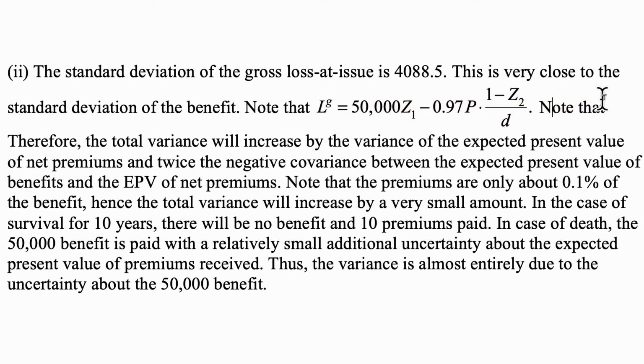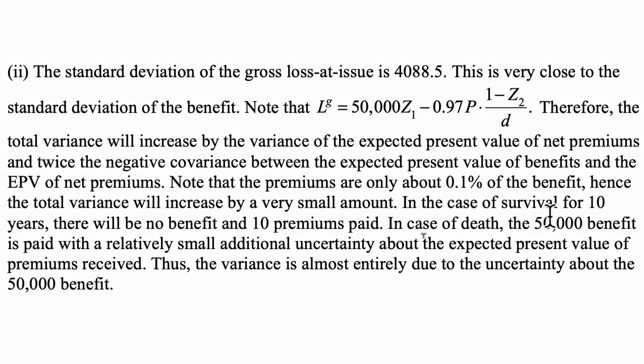Therefore, the total variance will increase by the variance of the expected present value of the net premiums and twice the negative covariance between the expected present value of benefits and the expected present value of net premiums. Note that premiums are only about 0.1% of the benefit, hence the total variance will increase by a very small amount. In the case of survival for 10 years, there will be no benefit and 10 premiums paid.